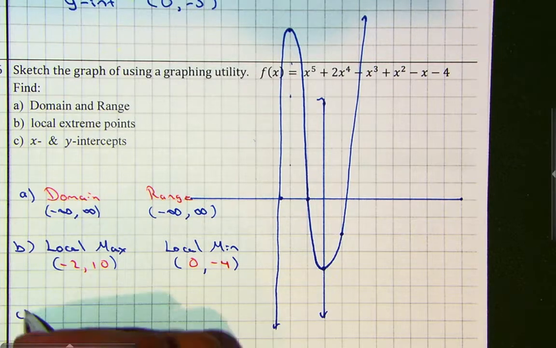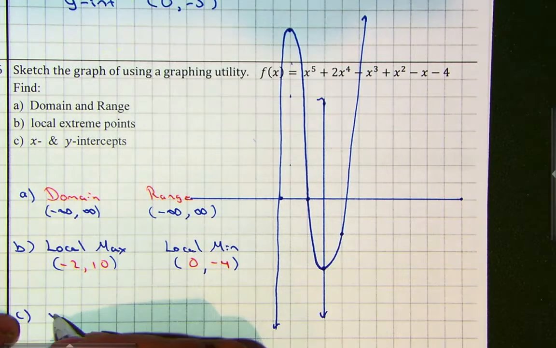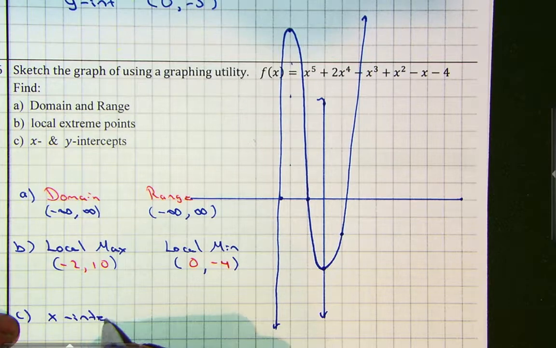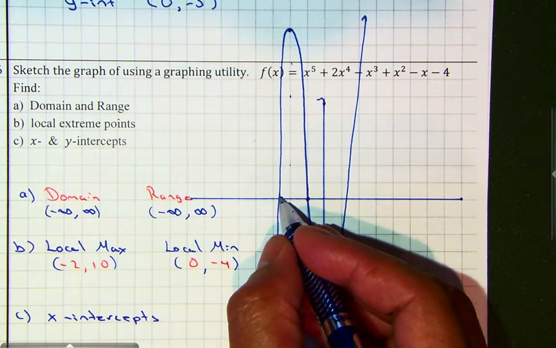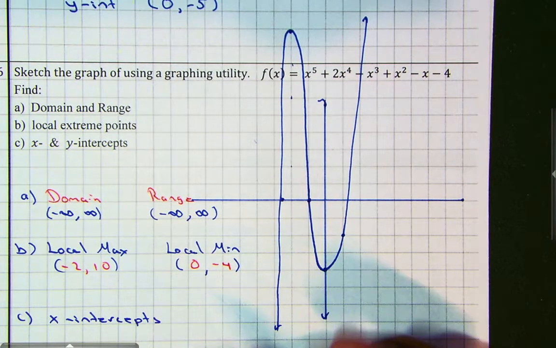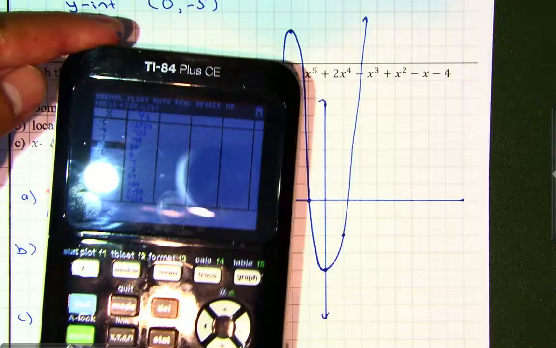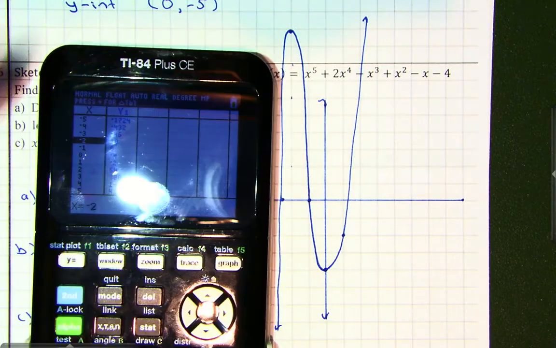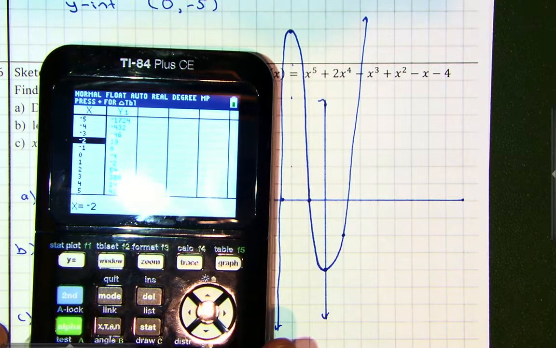Letter C, your x-intercepts. Your x-intercept, the first one, we are estimating. Now, in this graphing calculator, it's a little more challenging to do. We actually can find your x-intercept. So let's go through and calculate.